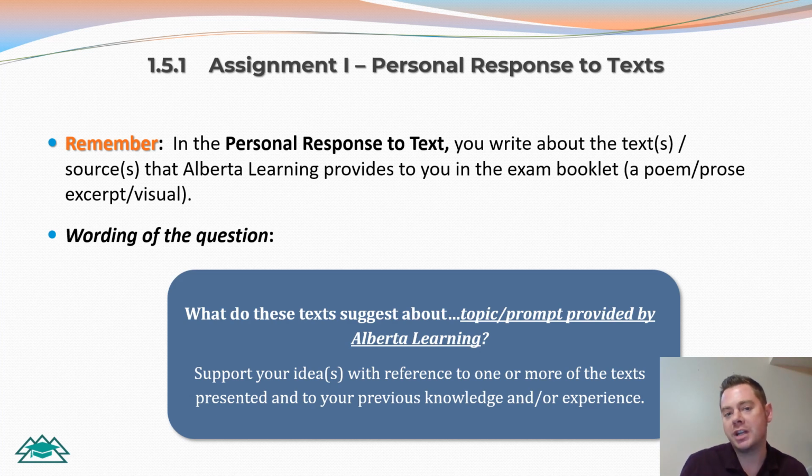Now, while we're sort of mentioning the whole idea of texts, with the personal response, the only texts you should write about would be one of the prompting texts that are in the diploma examination booklet, either the poem, the prose excerpt, or the visual. You would not want to discuss a text that you studied in class or a movie you watched the other night or something like that. Again, if you're deciding to analyze a text or use that in your personal response, it should be one of the prompting texts. And I want to point out now the phrasing of the topic question. It always starts off with, what do these texts suggest about blah, blah, blah, whatever your topic happens to be.